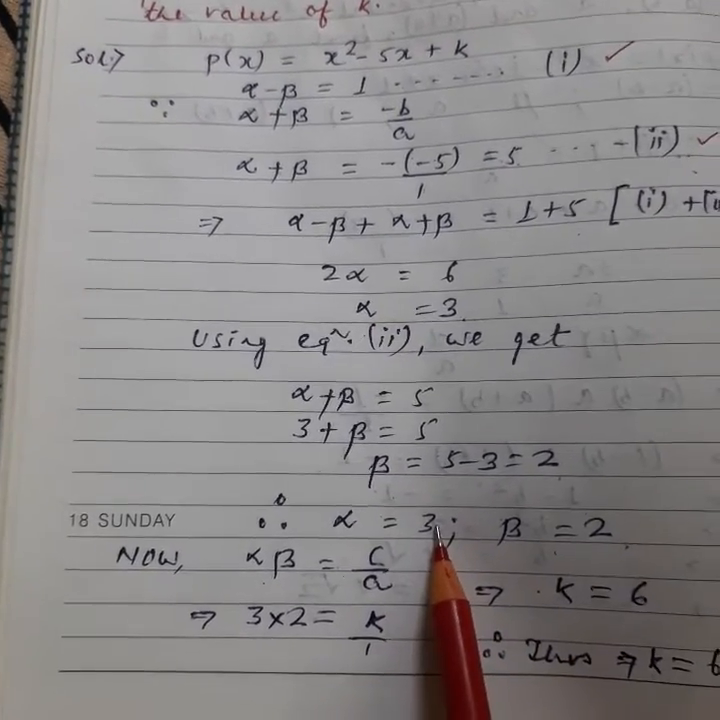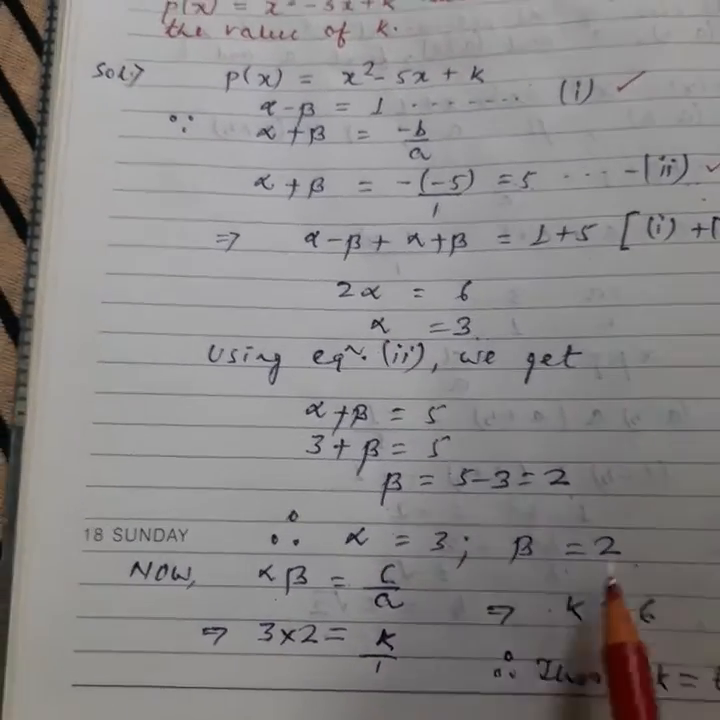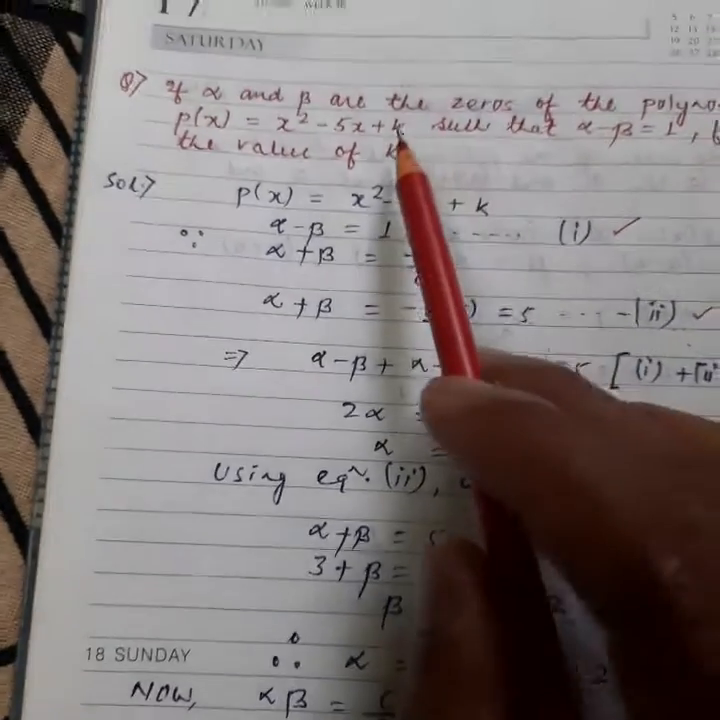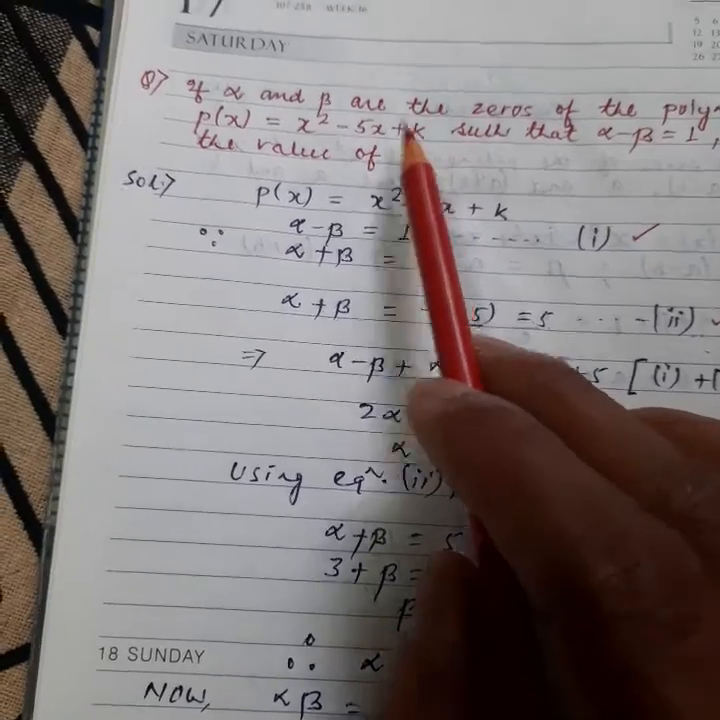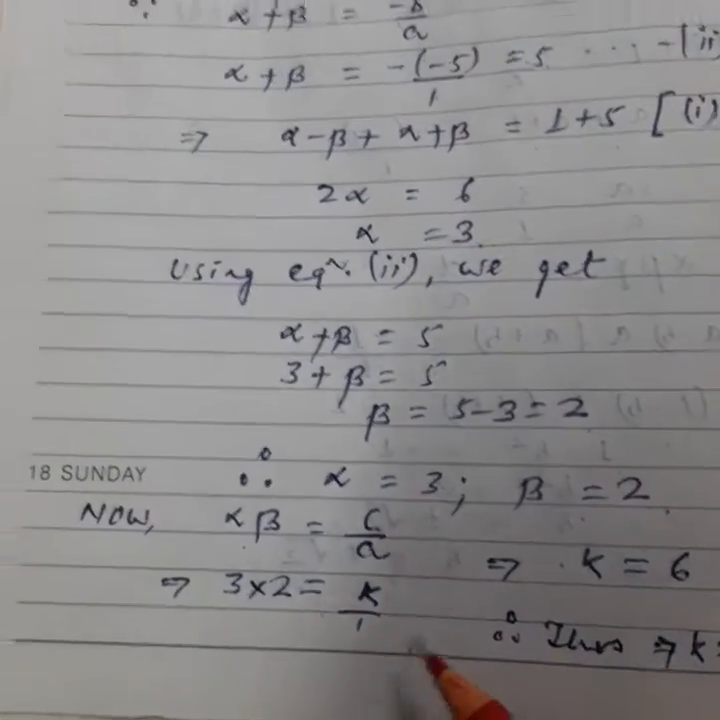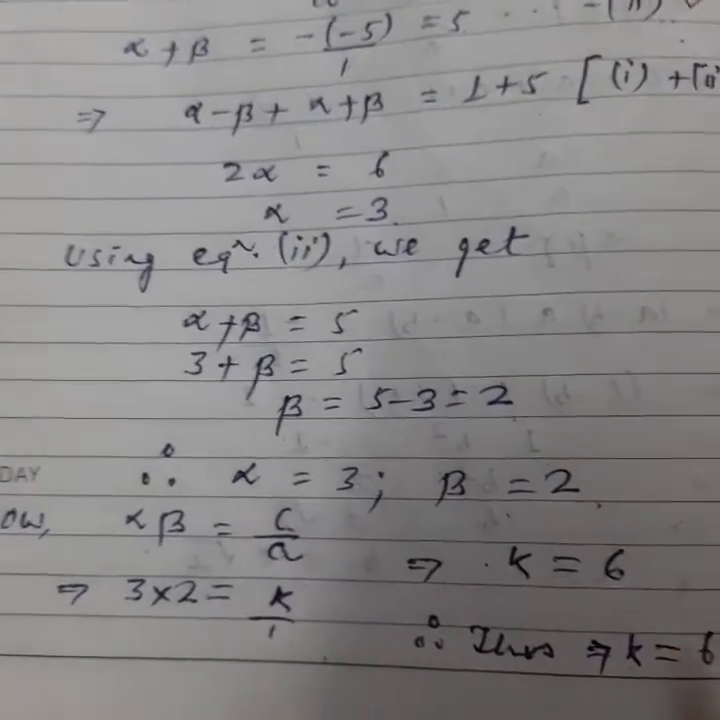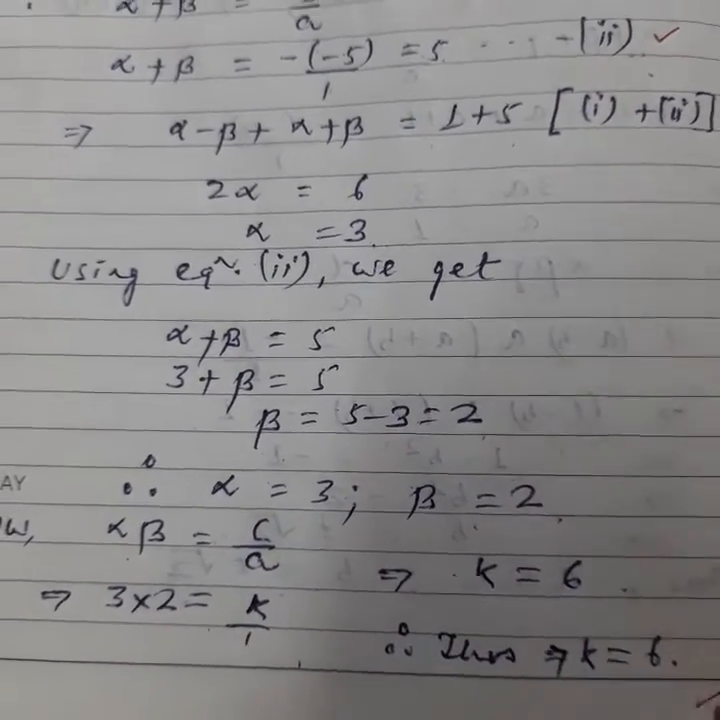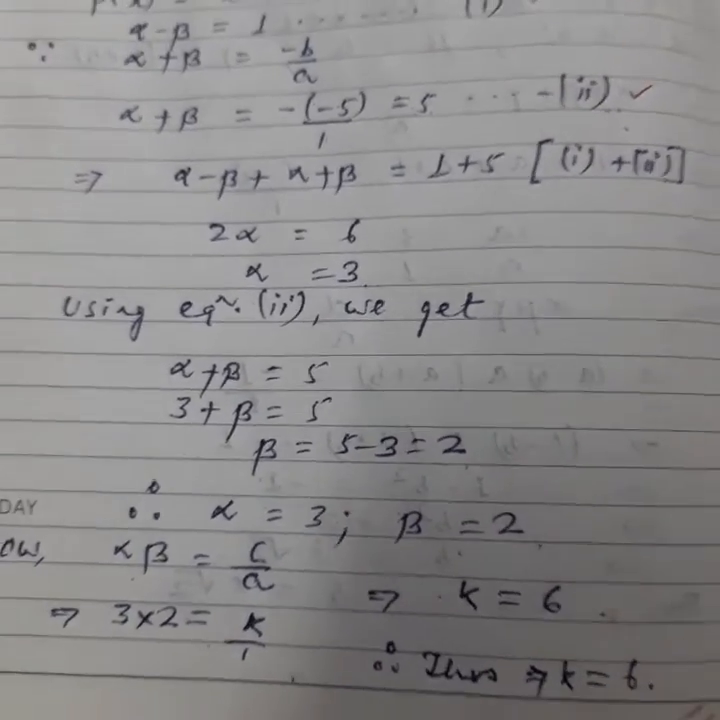The value of alpha was 3 and the value of beta was 2. So 3 into 2 equals c by a. C was here k and a is 1, so we'll write k by 1. On solving this equation, what we got? K equals 6. So finally we can say the value of k is 6.